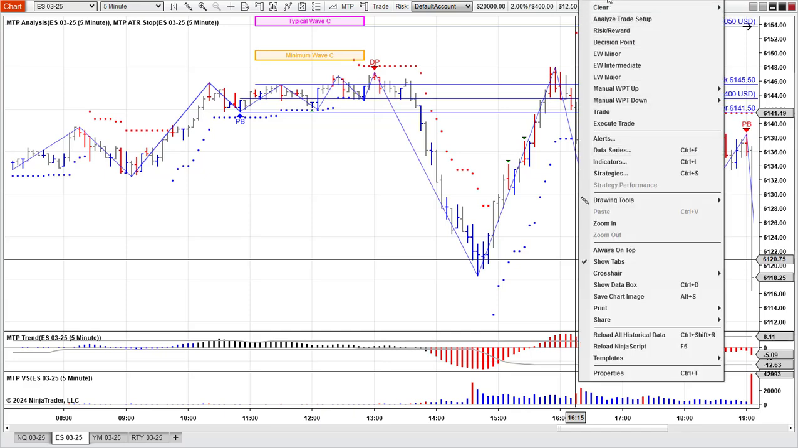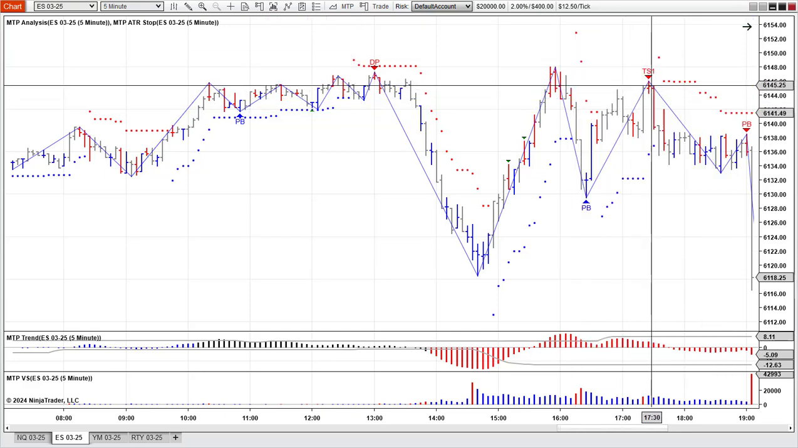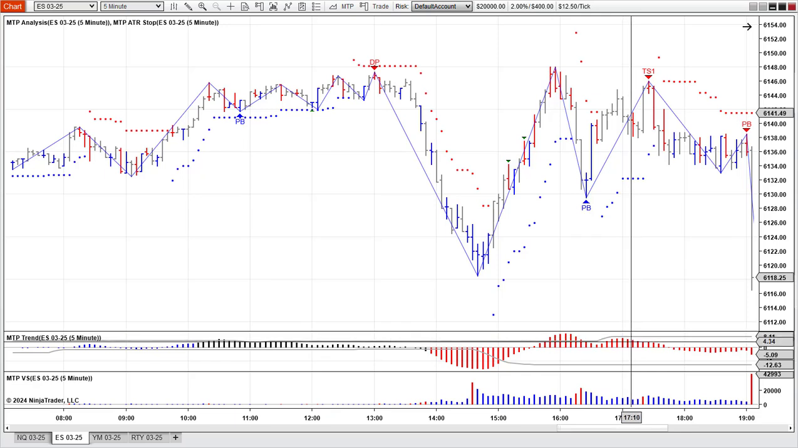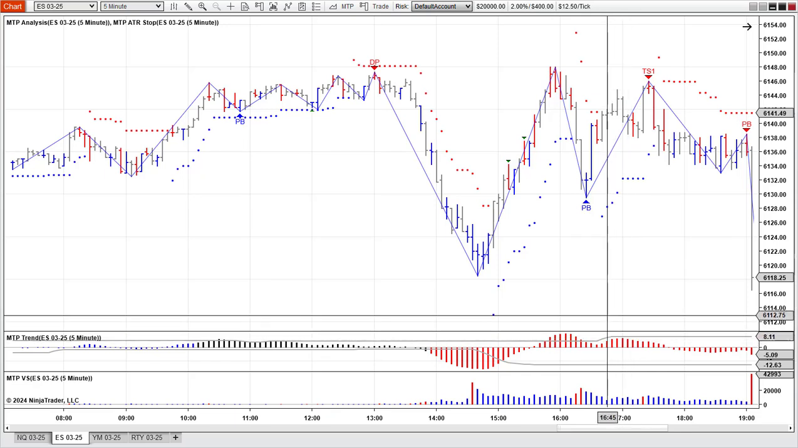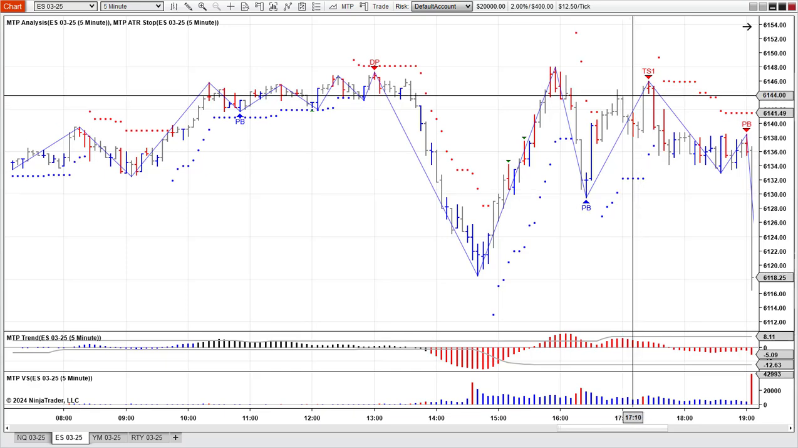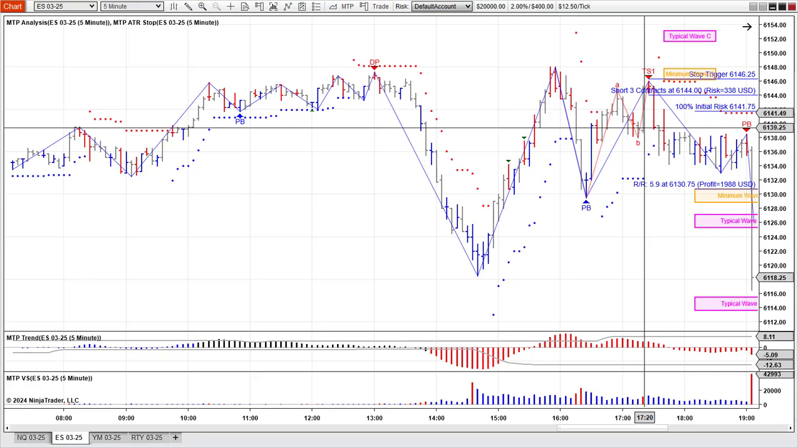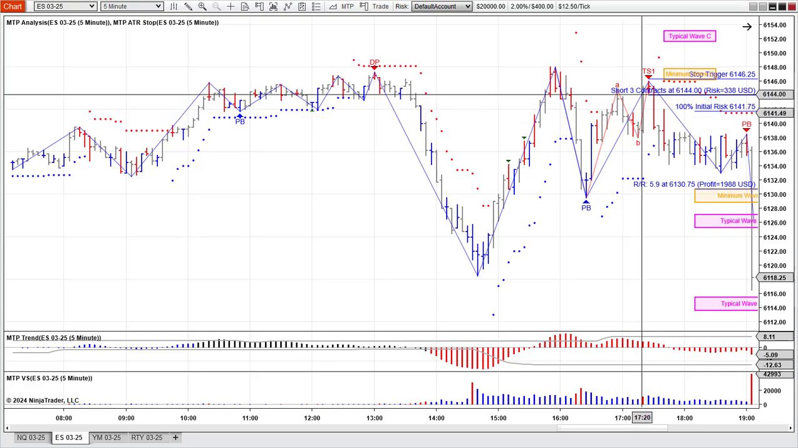Then a bit later in the day you had a nice TS1 sell setup here. This would have been again with the MTP trend colour of down, and as such it would have been a good trade setup to take. Let's place the analysis on. This time it would have been going short 3 contracts.